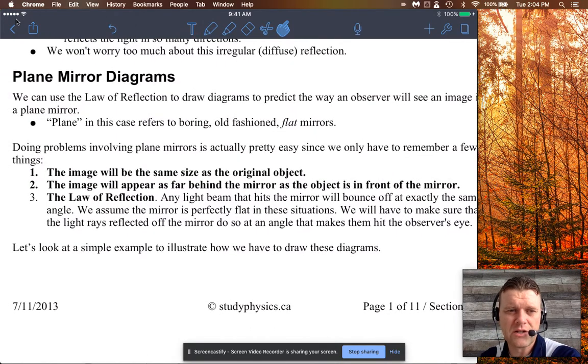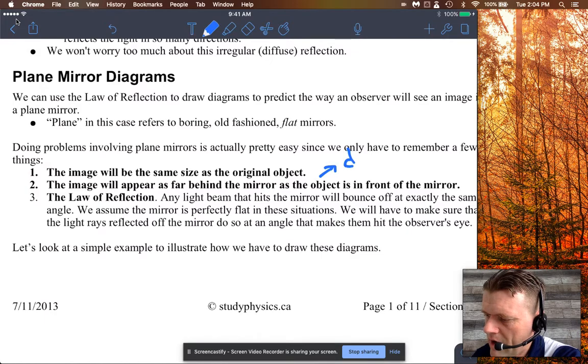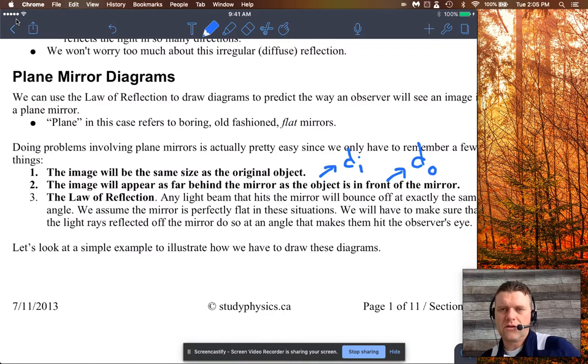We call that the distance. I guess this distance here, we'd call that di, and you'll see that in the formulas. It's the distance to the image, and the distance that the object is in front of the mirror, we're going to call that do. That's the distance to the object. But don't worry about that so much. You're going to see that in the formulas later. And the law of reflection holds for a plane mirror. Just the angle of incidence is going to equal the angle of reflection.